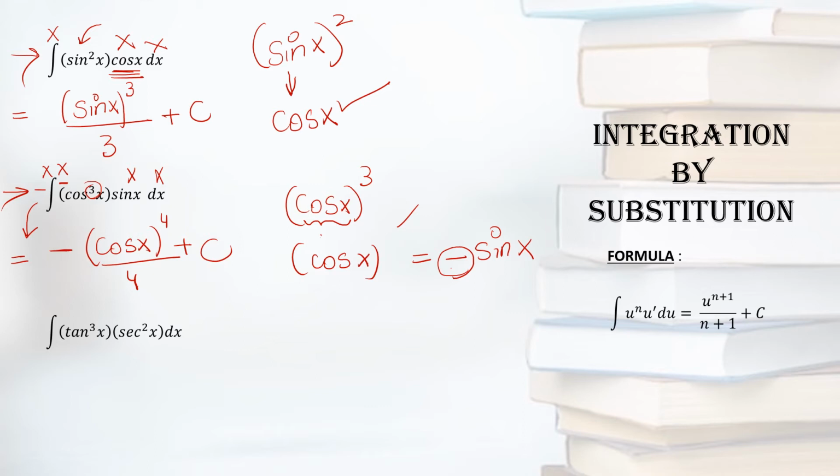Now here, check one more question: tan cubed x times secant squared x. Now you see both have a power. So this is the special case, but see where the derivative is. So let's suppose tan cubed x.